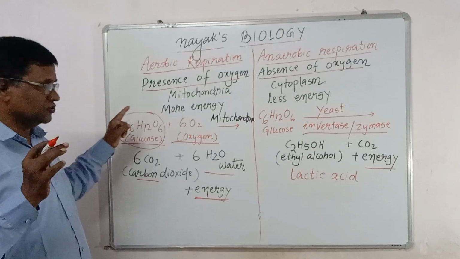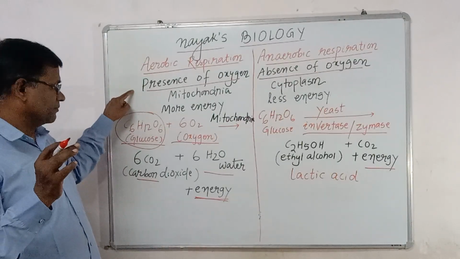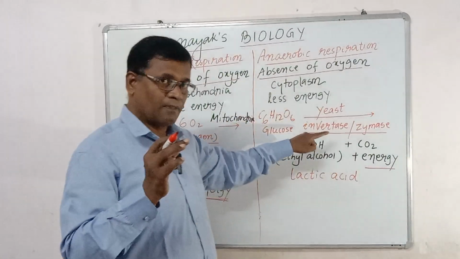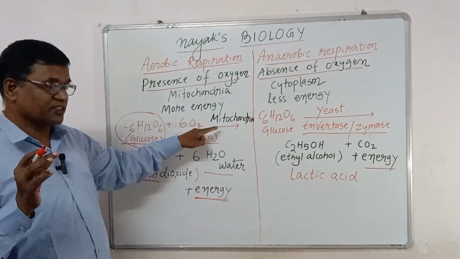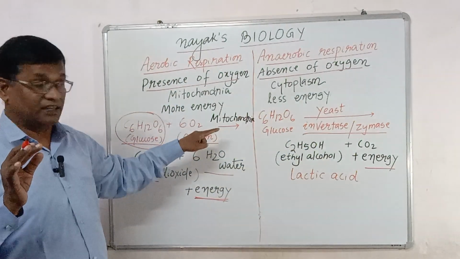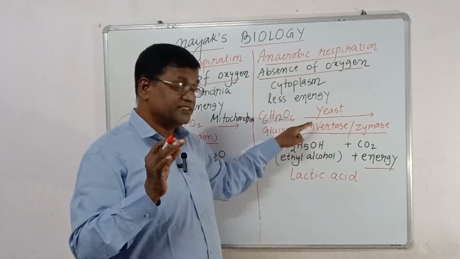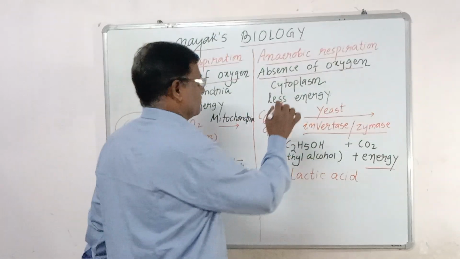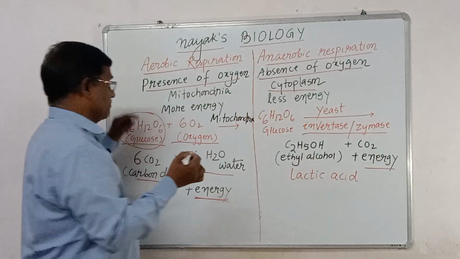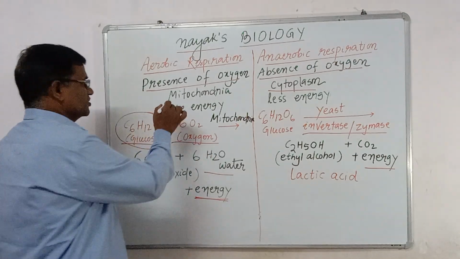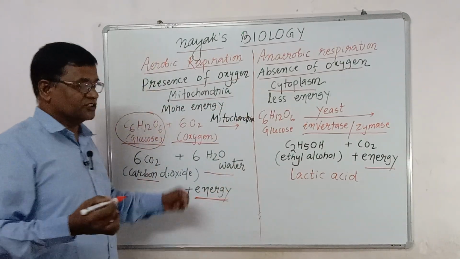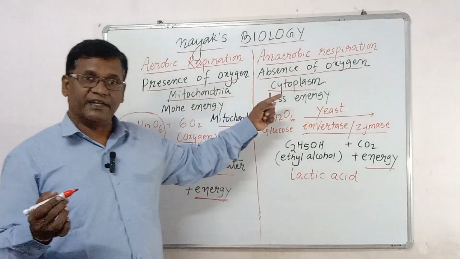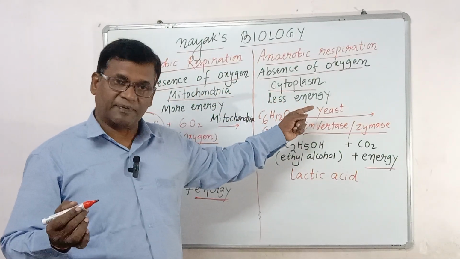First of all, the first difference: presence of oxygen, absence of oxygen. Where does it occur? Aerobic respiration occurs in the mitochondria, the powerhouse of the cell. But here, with enzymes, it occurs in the cytoplasm. First point is presence of oxygen. Second point is that aerobic respiration occurs in the mitochondria and anaerobic respiration occurs in the cytoplasm.